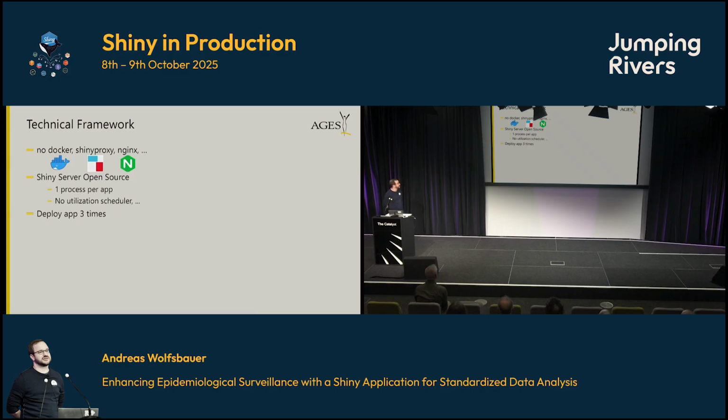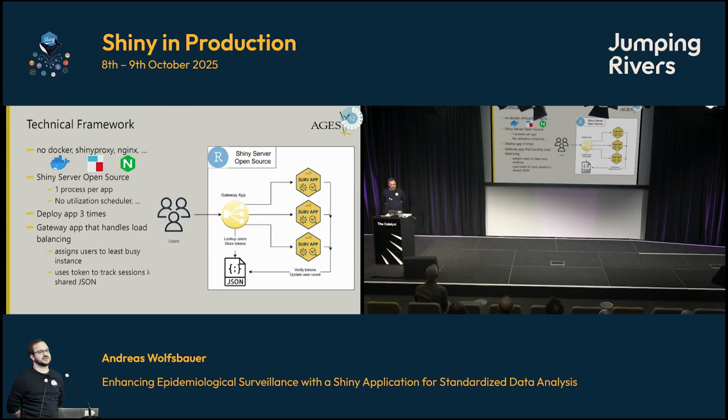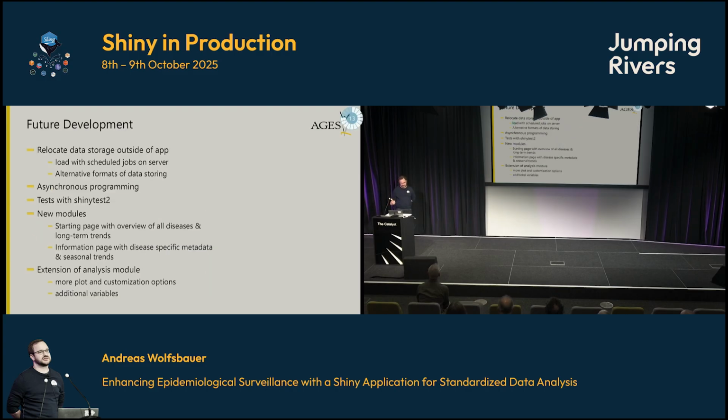So what I ended up doing is I deployed my app 3 times, but that led me to the problem of how can I distribute my users across the app instances. So what I ended up doing was writing a custom gateway app that handles load balancing. It assigns the users to the least busy instance with a token. And that token is stored in a shared JSON file. And the app instances verify the user tokens and update the user counts in the JSON.